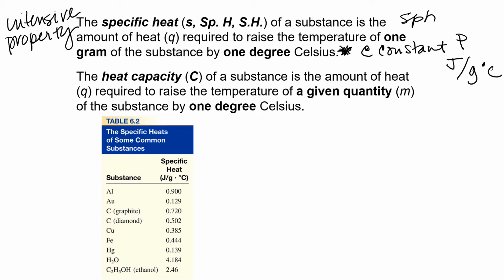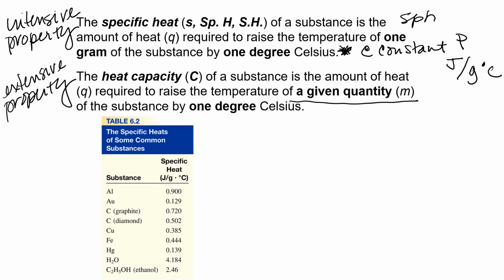Heat capacity, on the other hand, represented by a capital C, of a substance is the amount of heat, or Q, required to raise the temperature of a given quantity. So the mass can vary, of the substance by 1 degree Celsius. This is an extensive property, so the size of the sample matters.